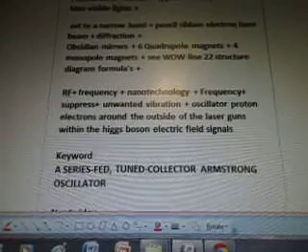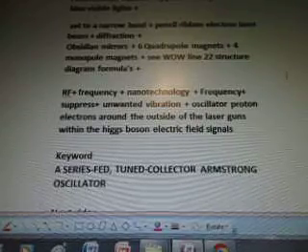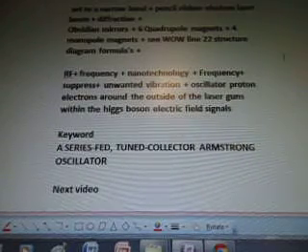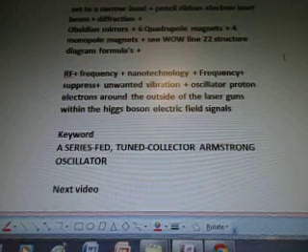Plus nanotechnology frequency suppress, unwanted vibration, oscillator proton electrons around the outside of the laser guns within the Higgs boson electric field signals. Keyword, a series fed tuned collector Armstrong oscillator is going to be researched in the next video.